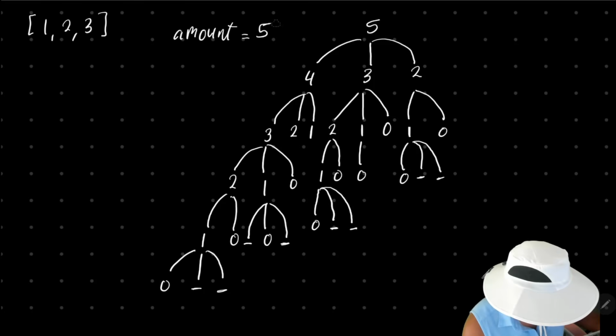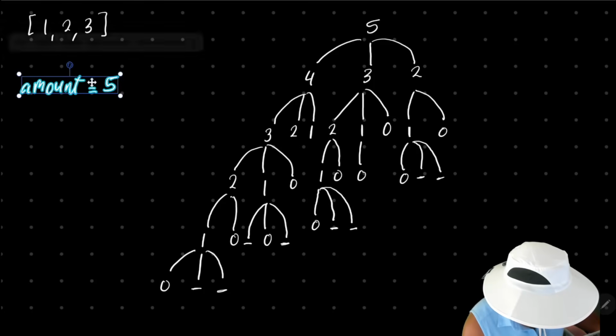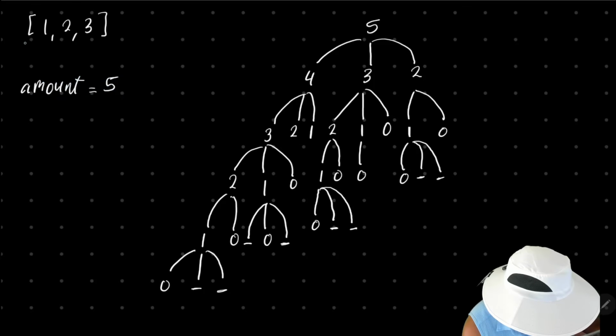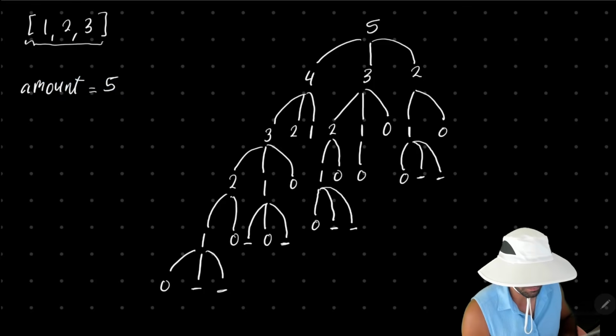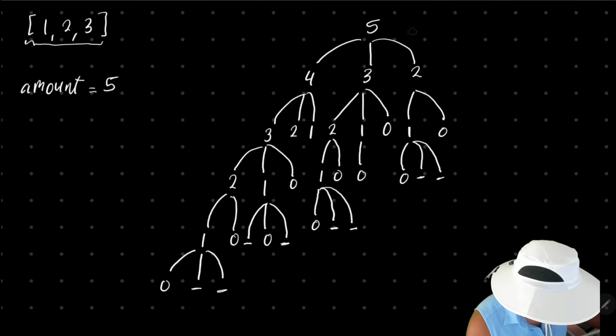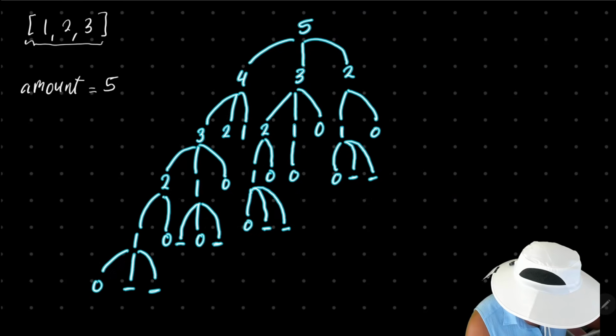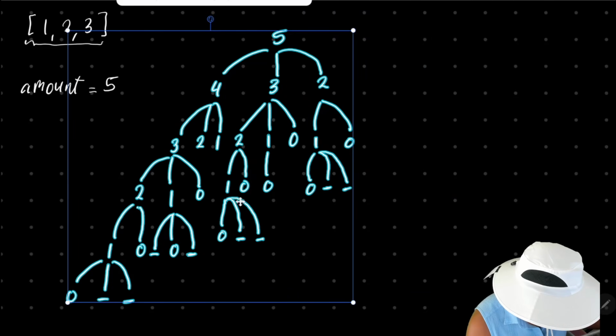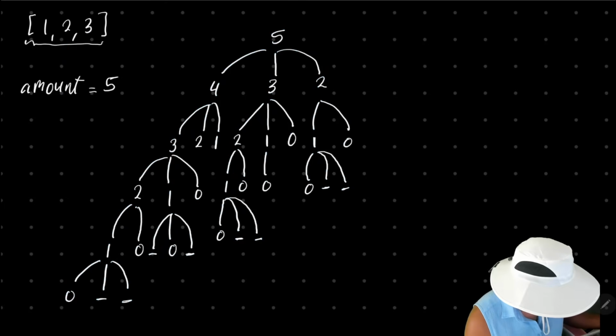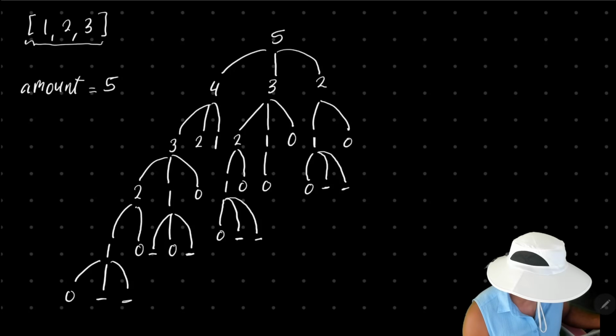Okay, so maybe I can just stick it below here. The amount was 5, and these were the coins, okay? The coin values, okay? And let me move this to the left. I think it's fine. So last time we wrote the code that calculates the minimum number of coins needed to build a particular amount.